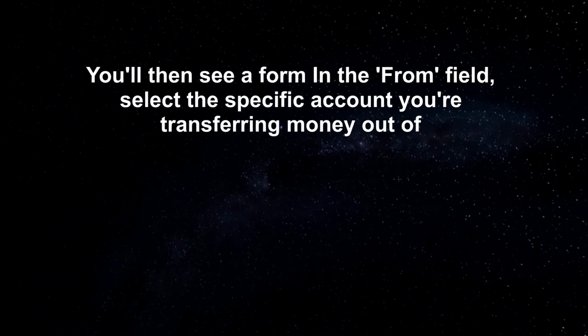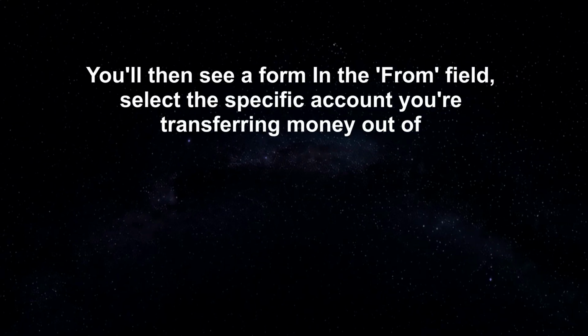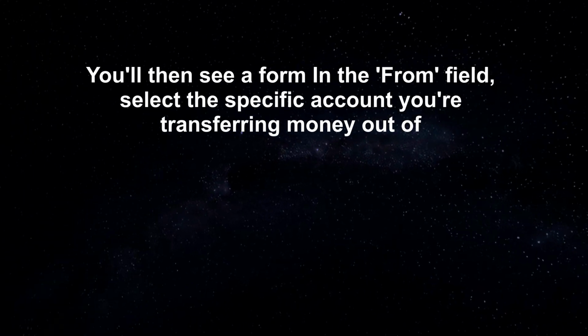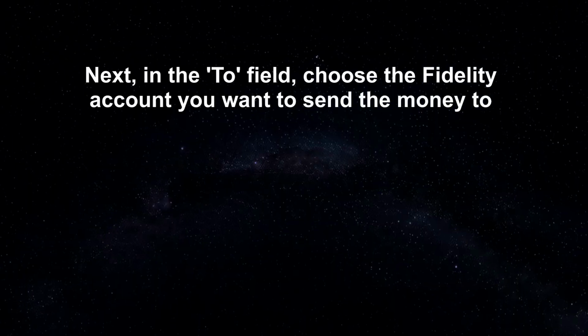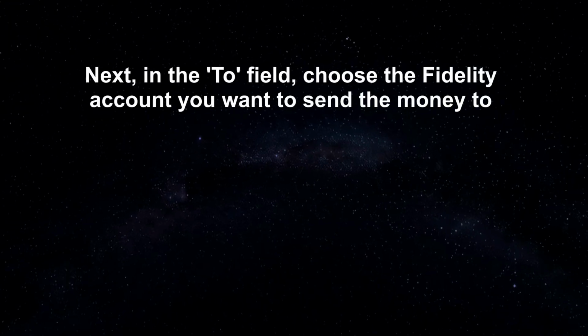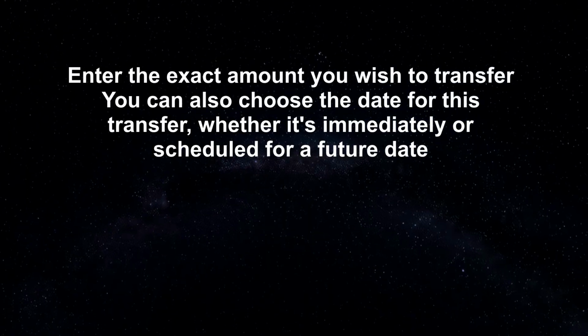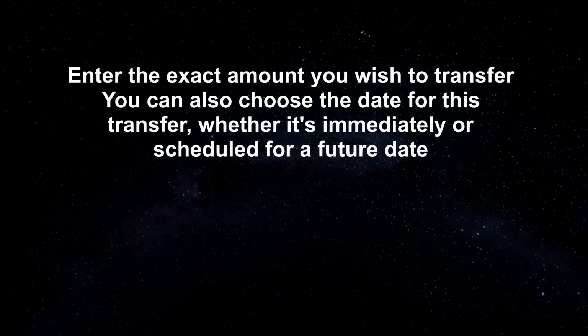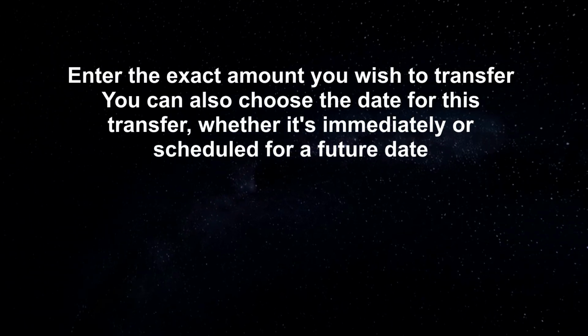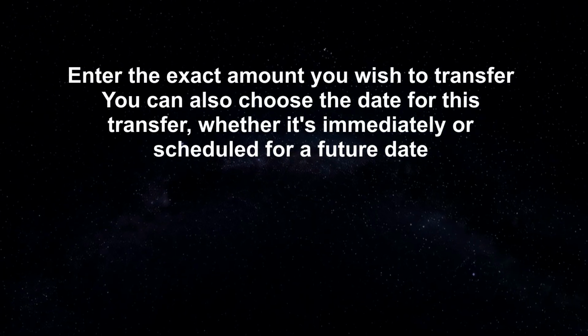You'll then see a form. In the From field, select the specific account you're transferring money out of. Next, in the To field, choose the Fidelity account you want to send the money to. Enter the exact amount you wish to transfer. You can also choose the date for this transfer, whether it's immediately or scheduled for a future date.